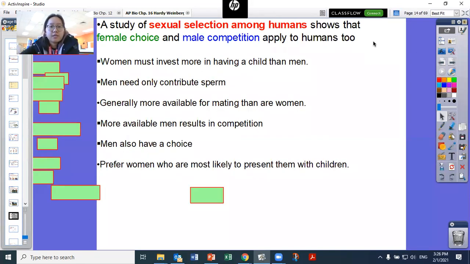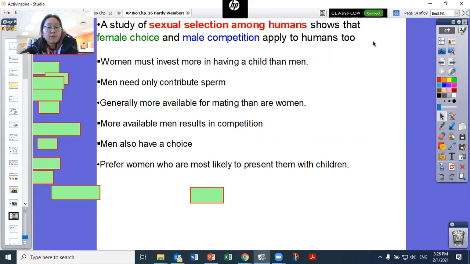A study of sexual selection among humans shows that female choice and male competition also apply to humans. This is because women must invest more in having a child than a man, because they are the ones who are physically producing the child for 9 months. Men need to only contribute sperm technically for the baby to be produced. Obviously, this isn't taking into consideration anything after a baby is born.